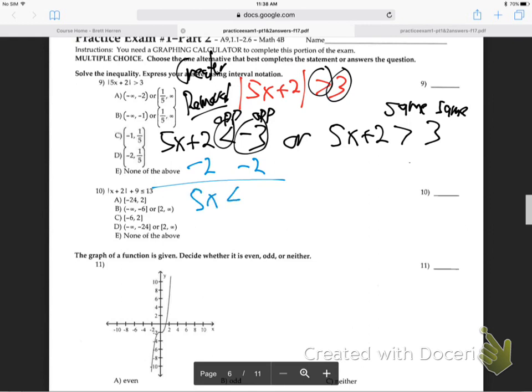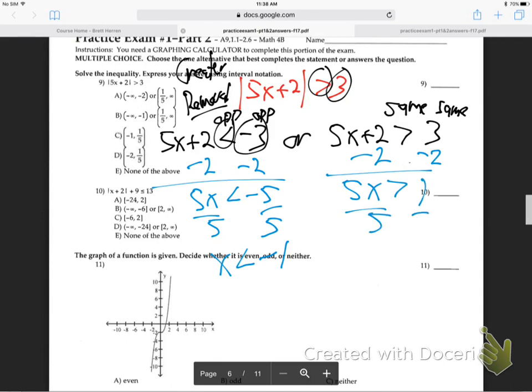So 5x is less than negative 5, divided by 5. X is less than negative 1. Other side, subtract 2. 5x is greater than 1, divided by 5. X is greater than 1/5. So how do you write this? What's less than negative 1? Well, that's negative infinity up to negative 1. Greater than 1/5? Well, that's 1/5 to infinity. It's B.